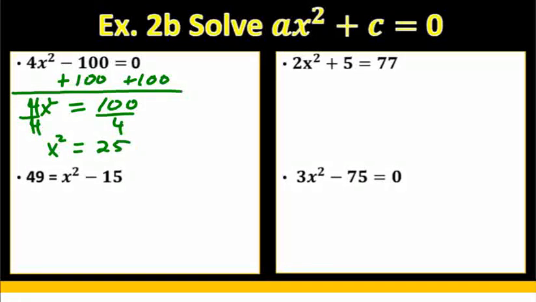Now to undo a square, I need to find the square root. So the square root of x squared is x. And when I find the square root of 25, I can have a positive and a negative answer, which would be 5.